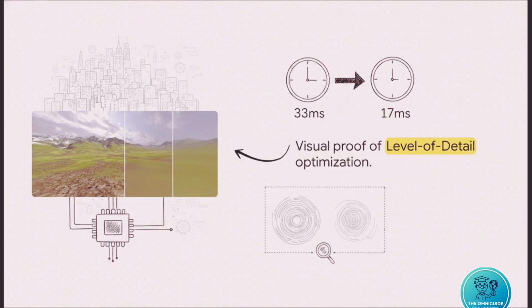When you use Spire's automated systems to dictate the level of detail across a massive scene, we're talking 10,000 distinct objects. Researchers found it slashed the frame rendering time from 33 milliseconds down to just 17. It literally cuts the time in half. And the best part, it maintains an incredibly convincing visual illusion. The computer gets massive relief and the player doesn't even notice a difference.